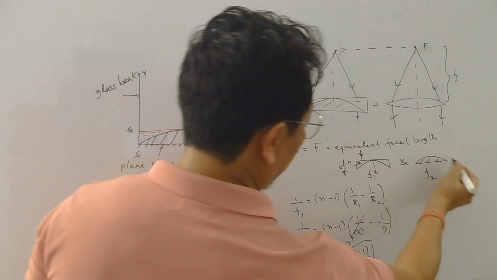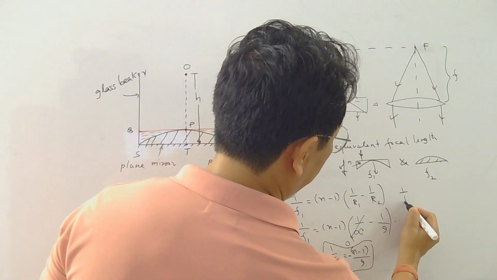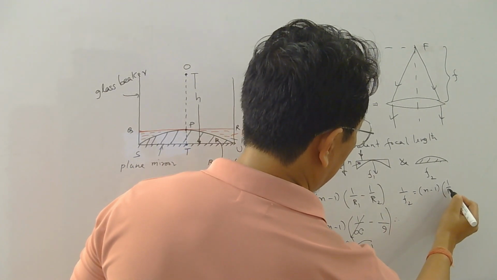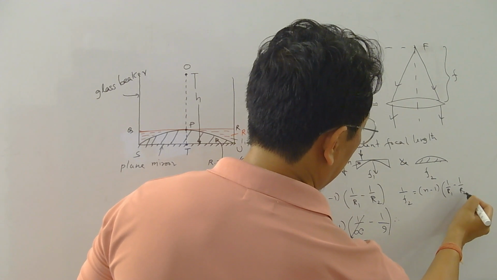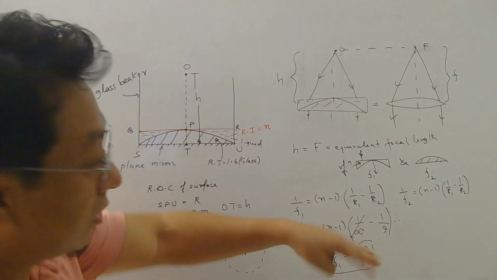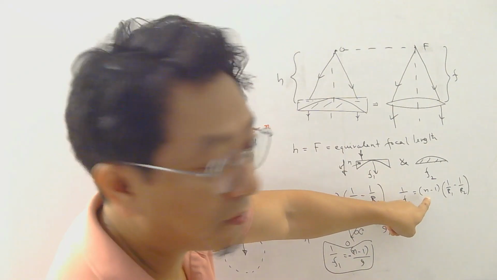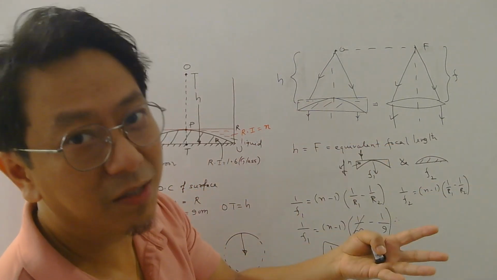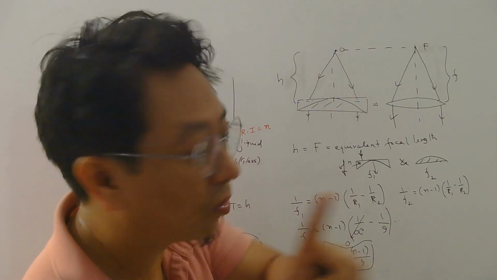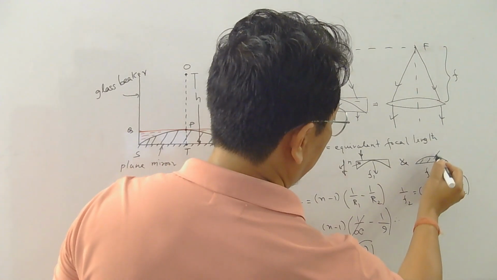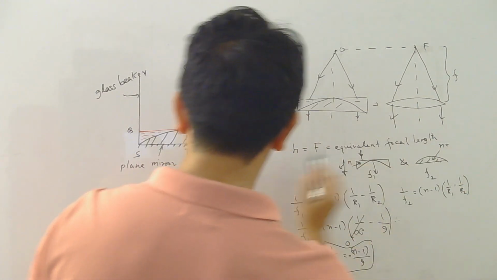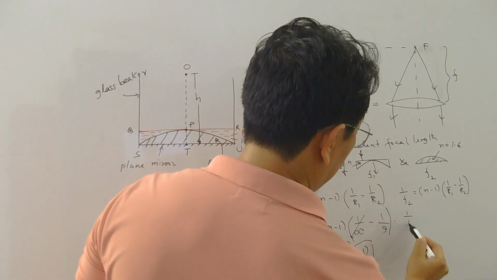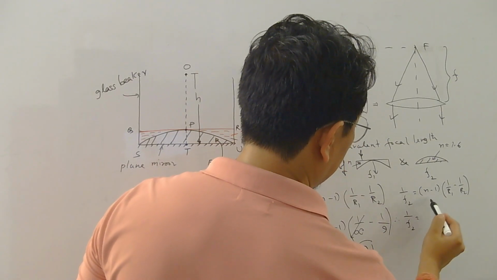What about this plano-convex lens? 1 by f2 will be (n minus 1) times (1 by r1 minus 1 by r2). Surrounding medium is air, so only I will write n2. n1 is the surrounding medium's refractive index, which we are assuming is 1. Now what is the refractive index of this medium? This is glass, which is 1.6. So 1 by f2 will be 1.6 minus 1.